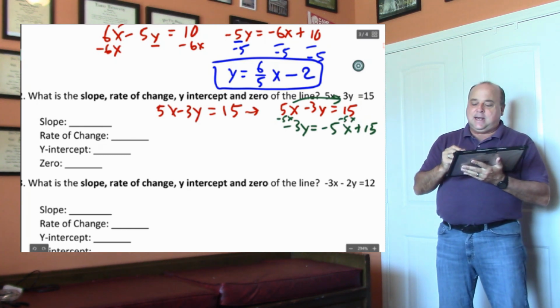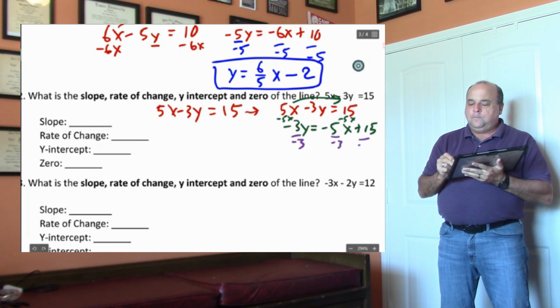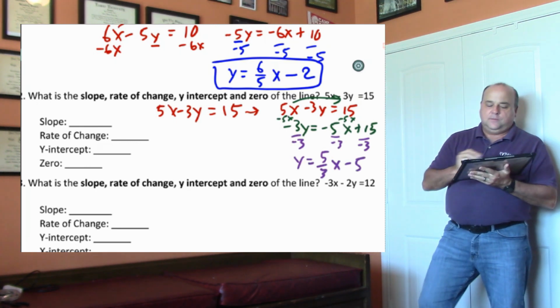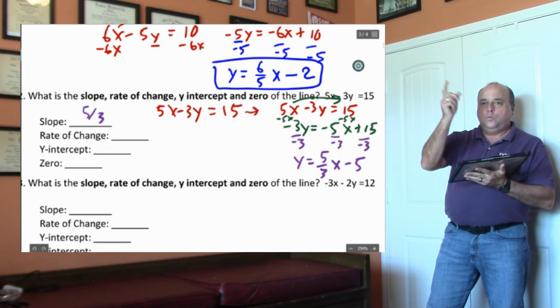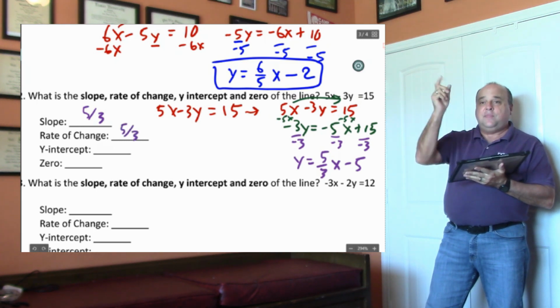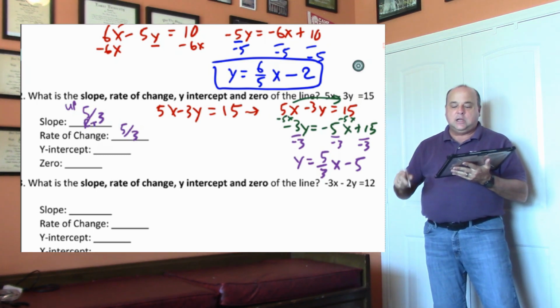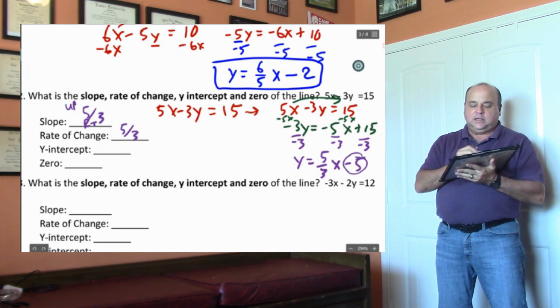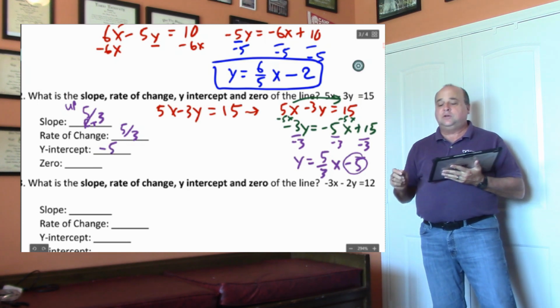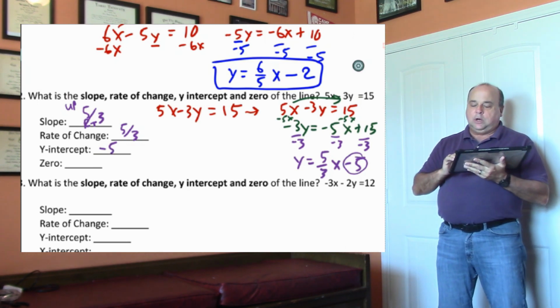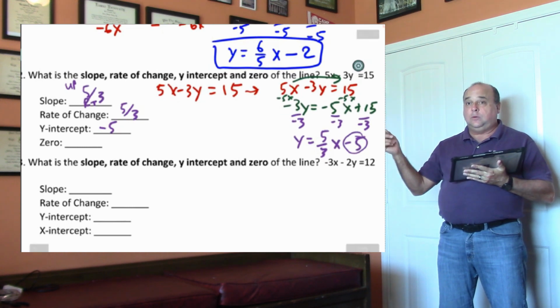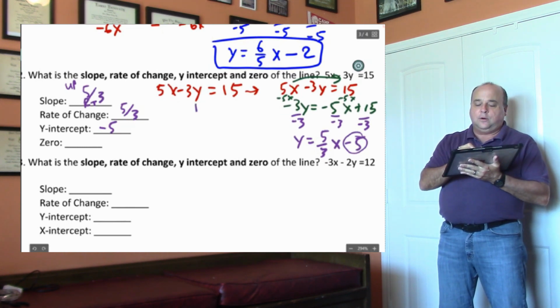Now then, we're going to divide by negative 3, aren't we? And we would get y equals a positive 5 over 3x minus 5, right? Our slope is 5 over 3, which is the same thing as the rate of change. That means you're going to go up 5, right 3, aren't you? That's what that slope means. The y-intercept is right here. It's negative 5, but we do not have our 0, do we? To get our 0, we're going to have to set this equal to 0 and solve for x. Let's do that right here. So set this y to 0.